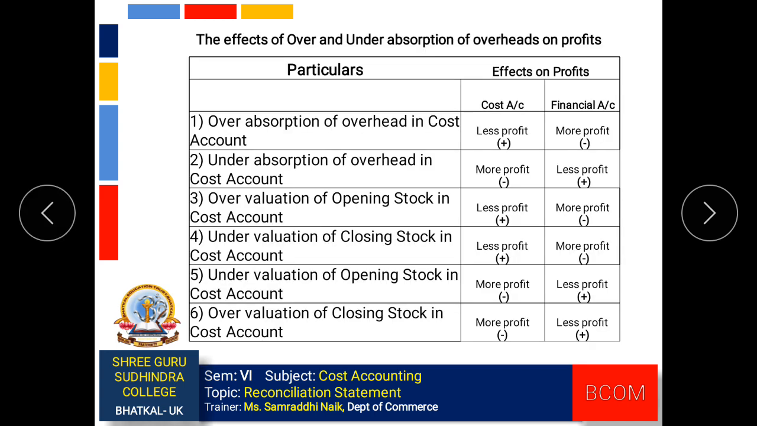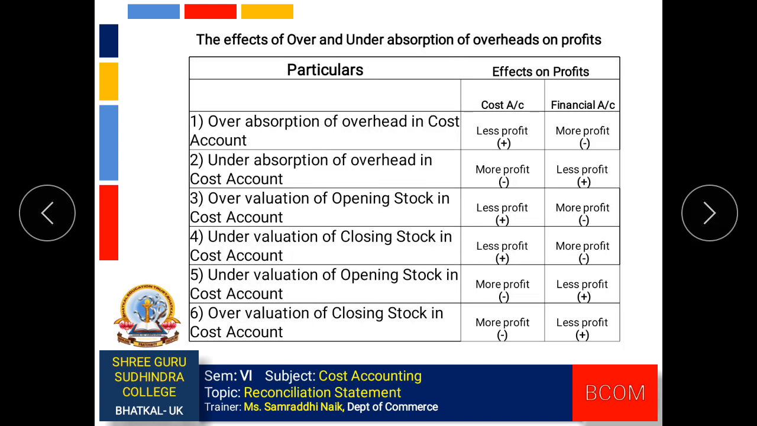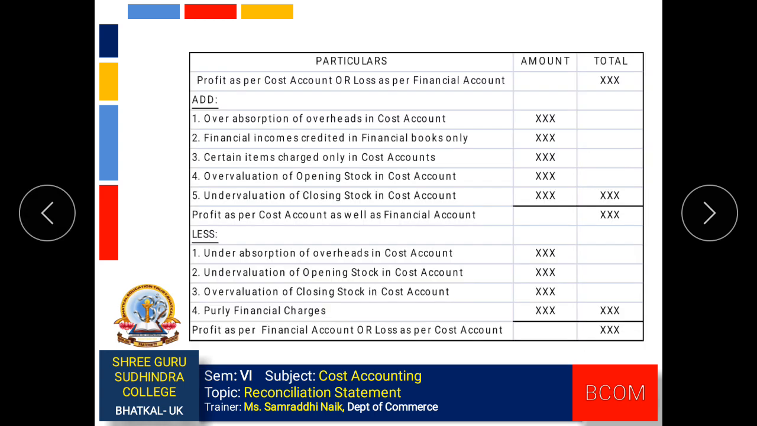Fifth one, undervaluation of closing stock in cost account. Even when closing stock decreases, profit also decreases because consumption of material is more, by that cost increases and profit decreases. For example, if we take closing stock rupees 10,000, due to less closing stock, cost increases and profit decreases. So we add undervaluation of closing stock in cost account. Then we get profit as per cost account as well as financial account.